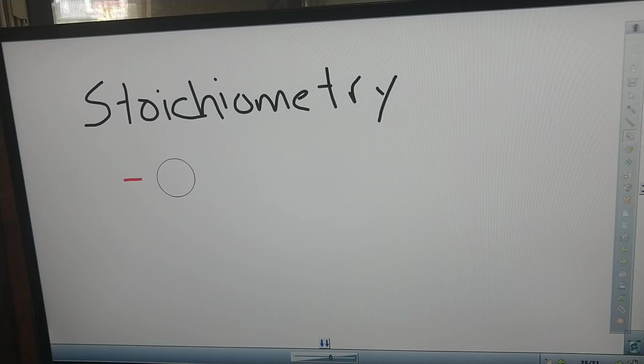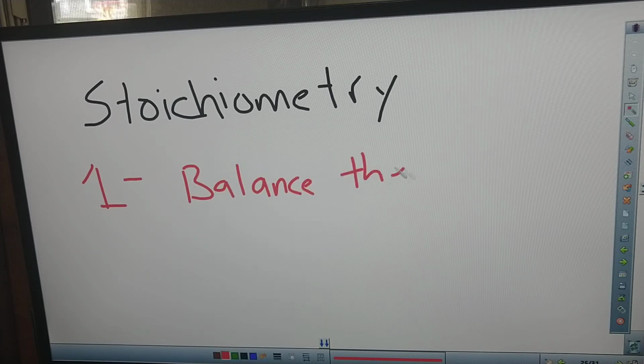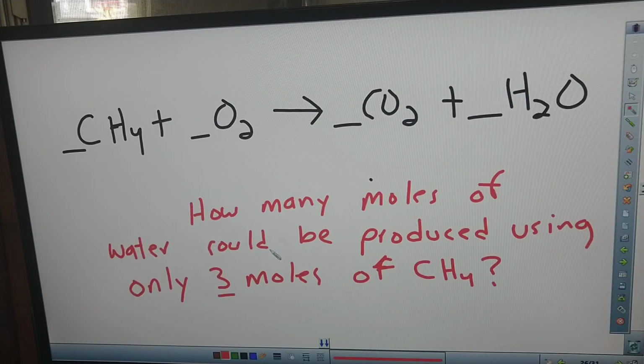Okay? And there are a few steps that you need to know when you're solving stoichiometry problems. Step one is really the first thing that you do: balance your chemical equation. Okay? Balance the equation. And you have to balance the equation correctly or you are in bad shape. Let's take a look at a simple stoichiometry problem. Here we go.